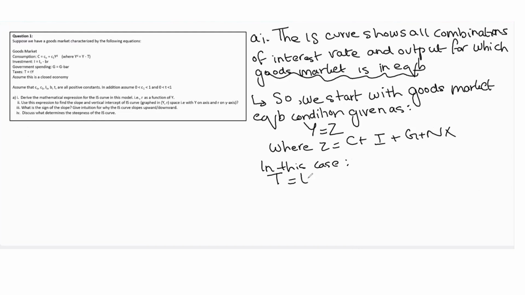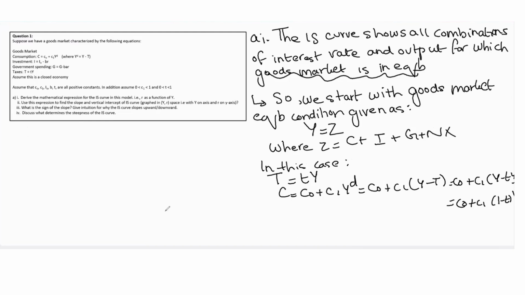In this case, we have proportional taxes, capital T is equal to small t times Y, while consumption is autonomous consumption C0 plus C1 times YD, which is disposable income. So it's C0 plus C1 (Y minus T). Plugging in T, this becomes Y minus tY, and if I factor out a Y, we can write this as C0 plus C1(1 minus t)Y. Now investment is given to us as I0 minus bR, and G is given to us as G bar. And NX is equal to 0, as we're looking at a closed economy.